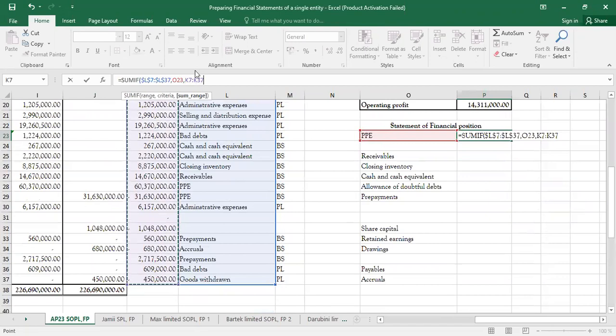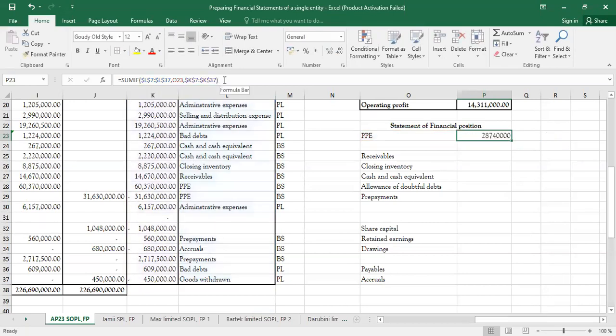Make sure you lock it. So I lock with shift 4 again. Then I'll close my brackets, shift 0, control enter, isn't it? You can see, maybe once we finish, I show you guys how it comes about.